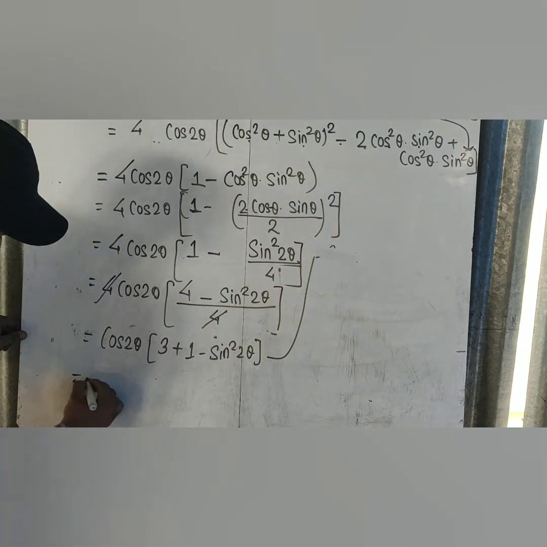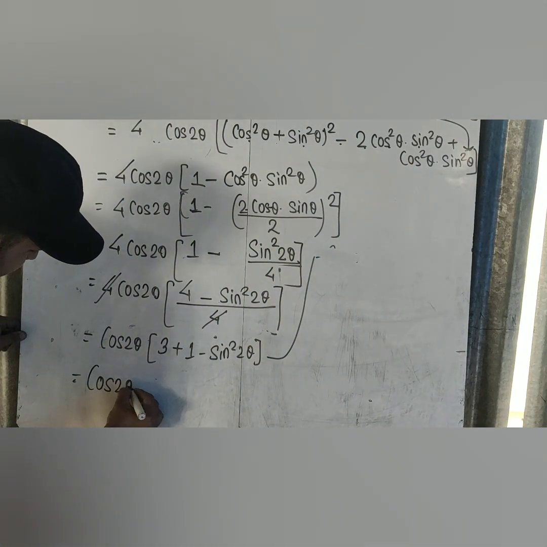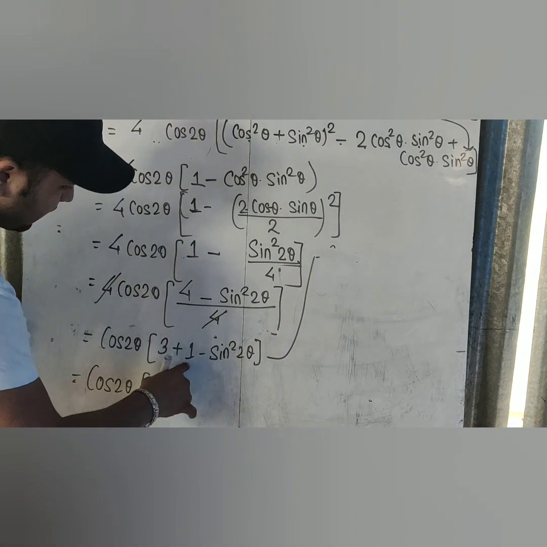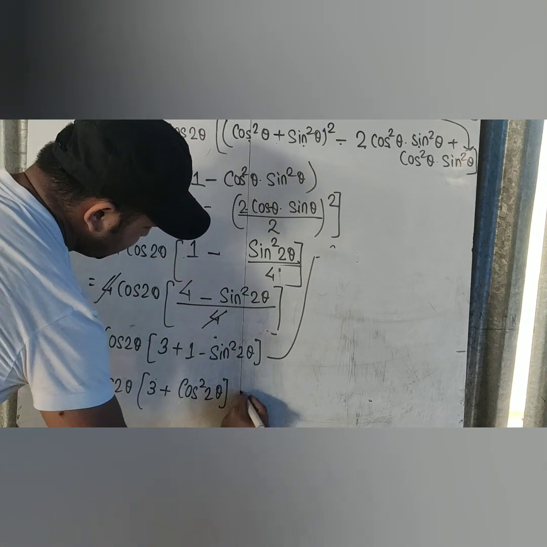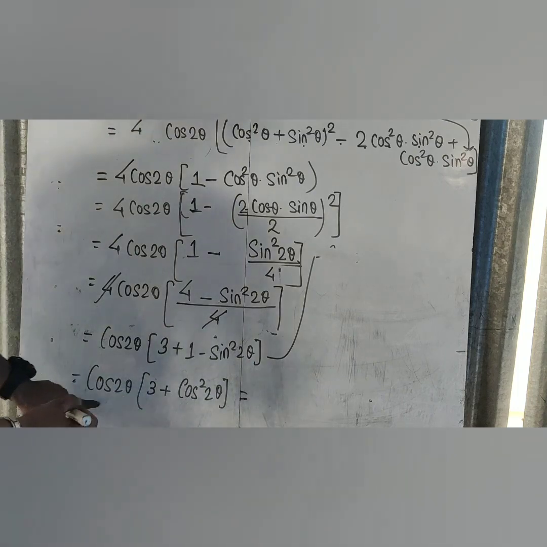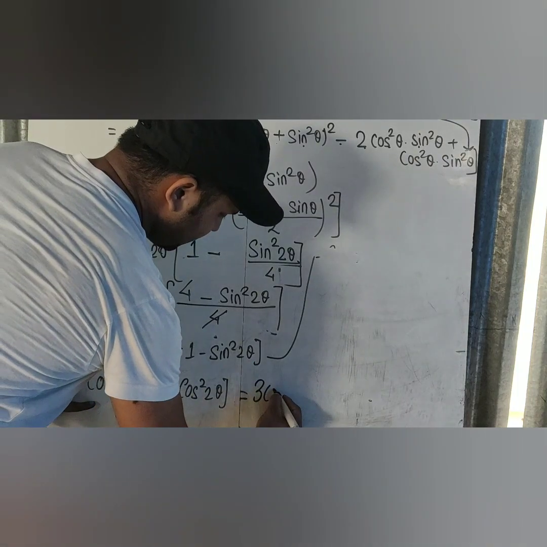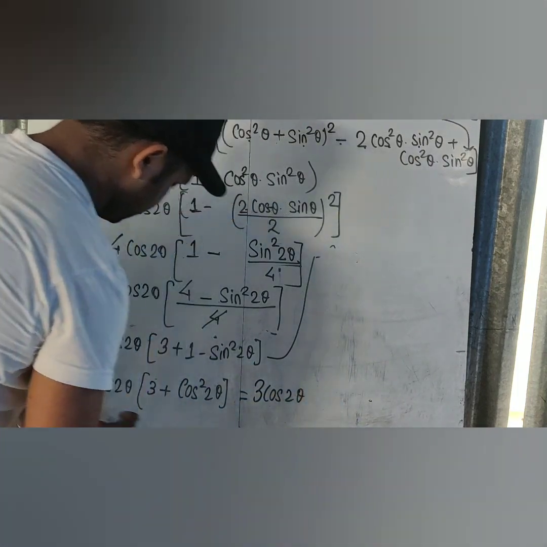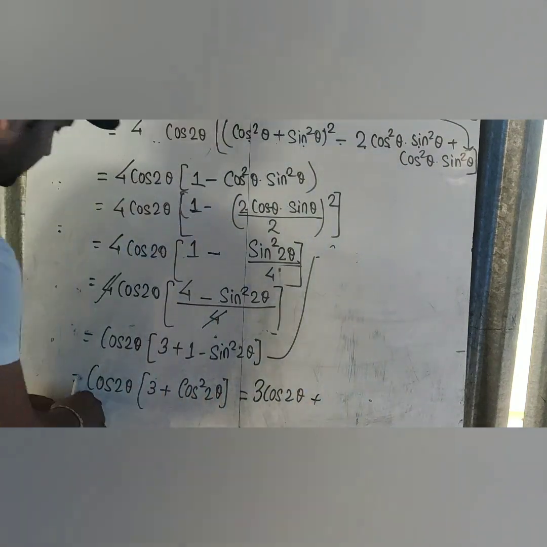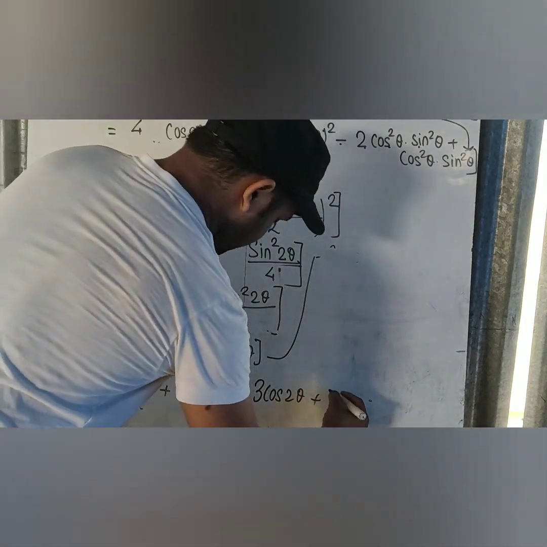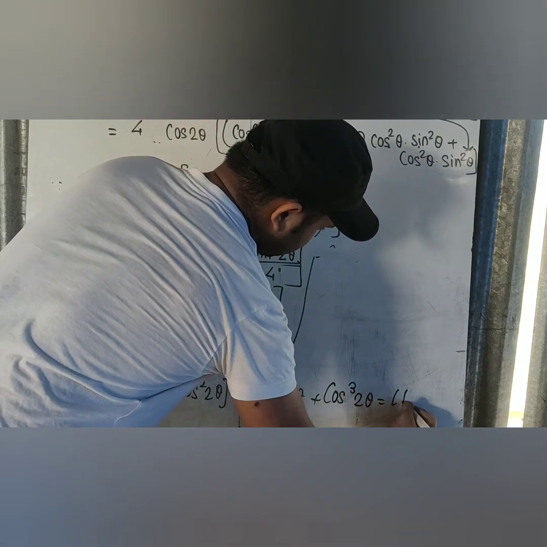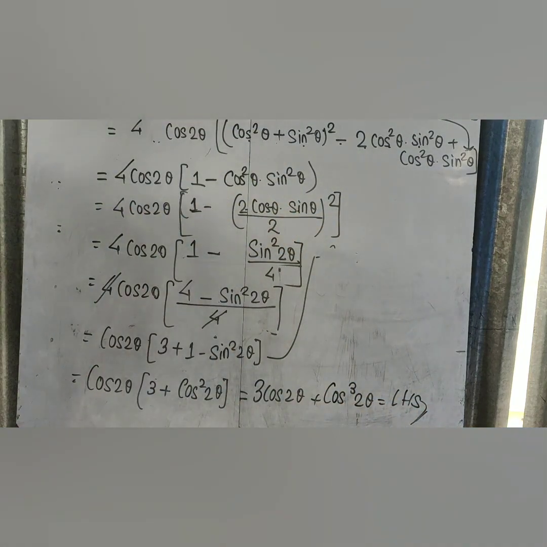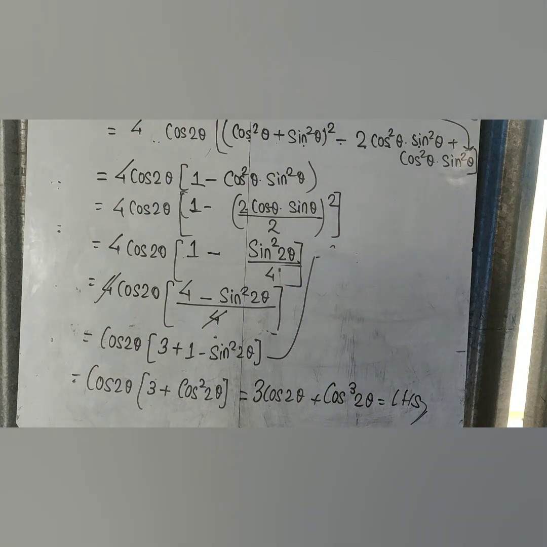Okay, I think we can write further down here. Cos 2 theta. 3 plus 1 minus sin square 2 theta is cos square 2 theta. Now let us multiply this. 3 into cos 2 theta is 3 cos 2 theta plus cos 2 theta into cos square 2 theta is cos cube 2 theta, which is our left hand side. So this is how we get our solution to be proven.